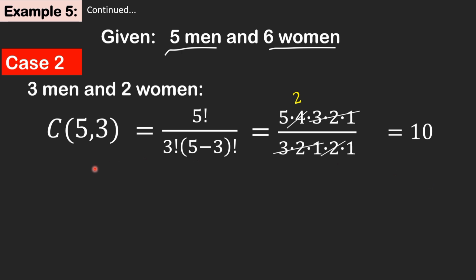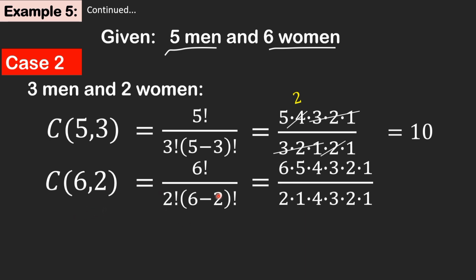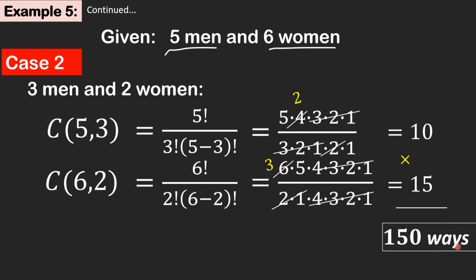Next is choose 2 women from the 6 women available. Substitute the value of n and r to the formula. Then expand, apply the cancellation to simplify. Then there are 15 ways to select 2 women. Multiply. Then there are 150 ways to select 3 men and 2 women from the 5 men and 6 women that are available.